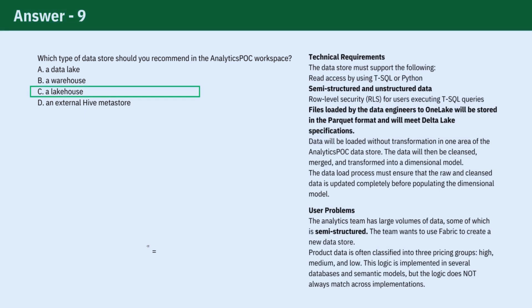The correct answer is lakehouse, because a lakehouse supports unstructured, structured, and semi-structured data, and the technical requirements mention semi-structured and unstructured data, which should hint you to choose lakehouse. Let's look at the other options. A. Data lake could be valid, but it is not really a concept that we have in Fabric. B. A warehouse is not valid because it supports only structured data. D. An external Hive metastore doesn't make sense, as it is a centralized repository that stores metadata related to the tables, partitions, columns, schemas, and other data structures used by Hive and Spark.